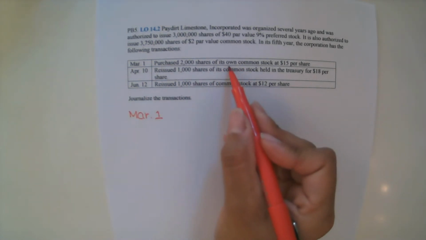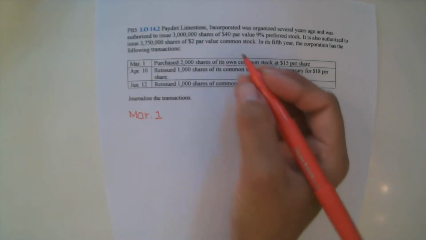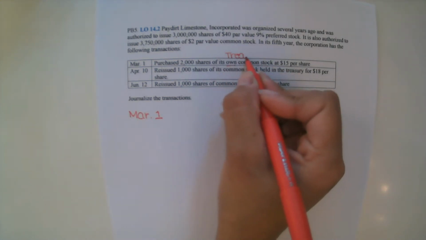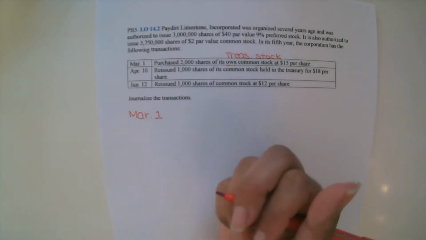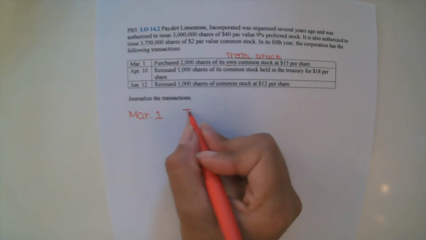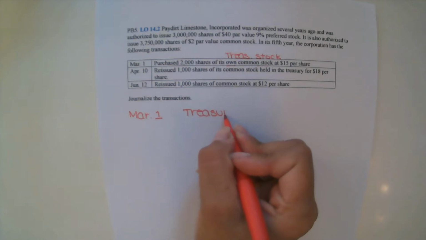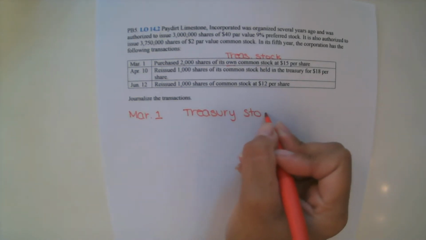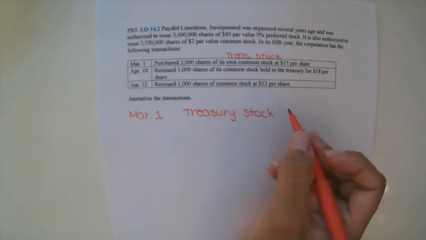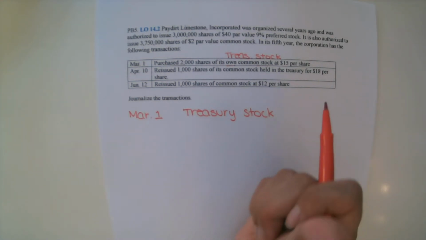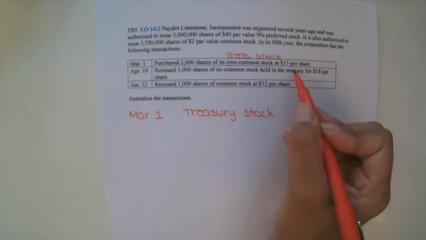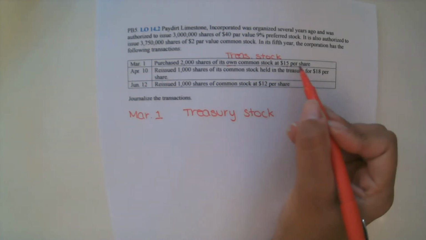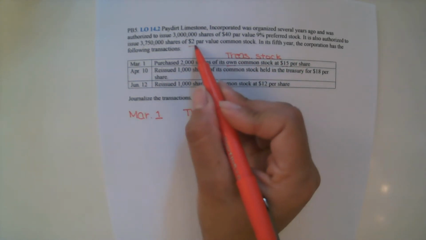Journalize the transactions. So obviously we will start with March 1st. We purchased, now whenever it's our own stock, we rename that to Treasury stock. So we're going to debit Treasury stock. The normal balance for Treasury stock, again, is a debit. So this means that we're increasing this account, which we are, because now we have a larger amount of reacquired shares. And we reacquired it for $15 per share. The par value was 2.